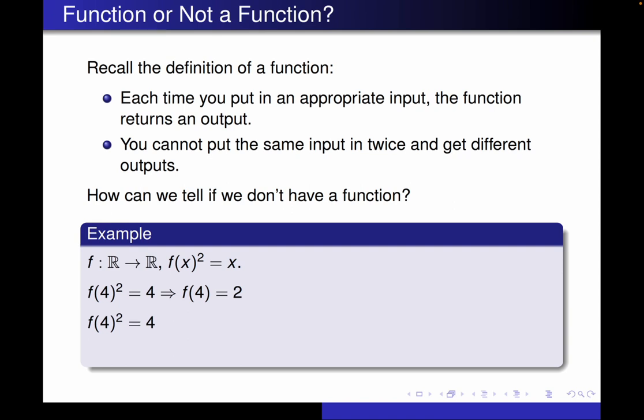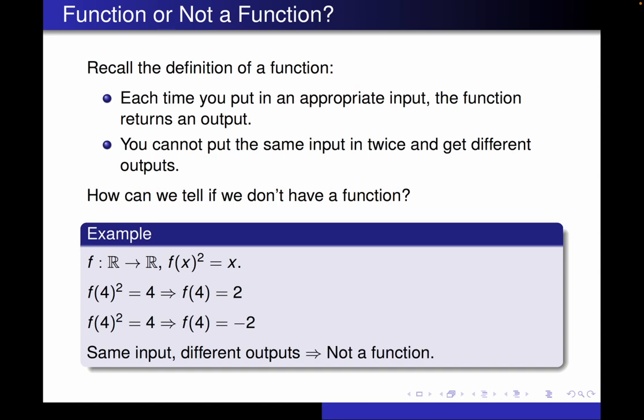But if I have f of 4 squared equals 4, and I was thinking of it a different way, I could also have f of 4 equals negative 2, right? Because if I square negative 2, negative 2 times negative 2, the negatives cancel, still get 4. So this tells me that I have an input 4 that gives me two different outputs. f of 4 equals 2, that's one output. f of 4 equals negative 2, that's another output. That is not allowed. I can't have the same input with two different outputs. That tells me that it's not a function.